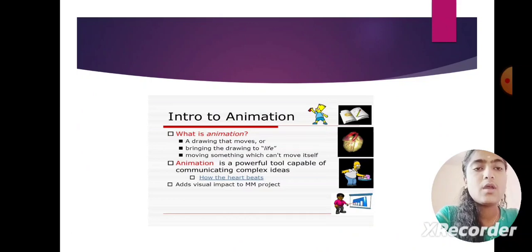Introduction to animation. What is animation? A drawing that moves, or bringing the drawing to life, moving something which can't move itself. Animation is a powerful tool capable of communicating complex ideas, like how the heart beats, and it adds visual impact to the project.